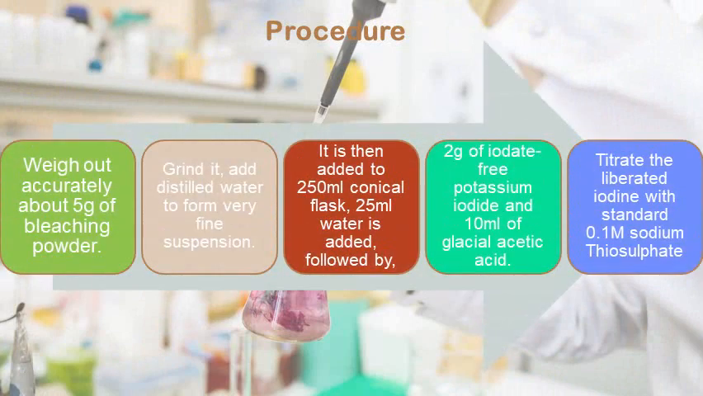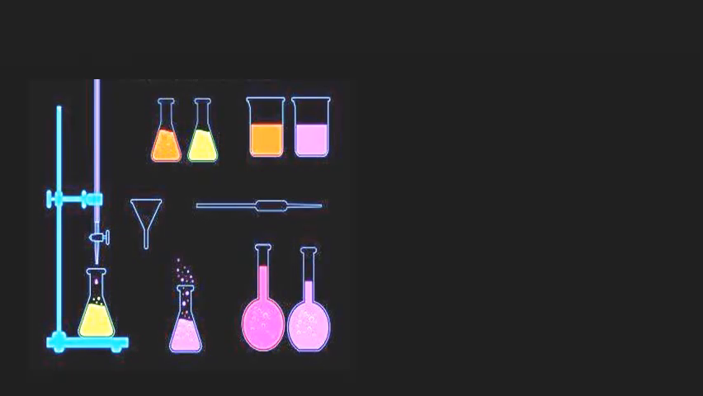Next, if we talk about the procedure of the titration, we have to weigh out accurately about 5 grams of bleaching powder. Grind this bleaching powder, add distilled water to form a very fine suspension. Then this fine suspension is added to a 250 ml conical flask and 25 ml of water is added. 2 grams of iodate free potassium iodide and 10 ml of glacial acetic acid are added. Then we have to titrate the liberated iodine with standard 0.1 molar sodium thiosulfate. And so by this procedure we can determine the amount of hypochlorite ion from the iodine concentration indirectly.